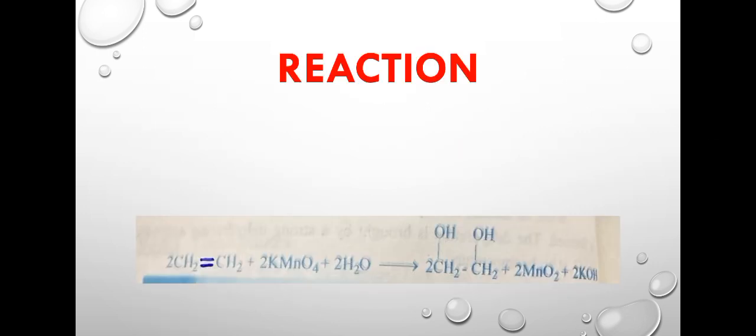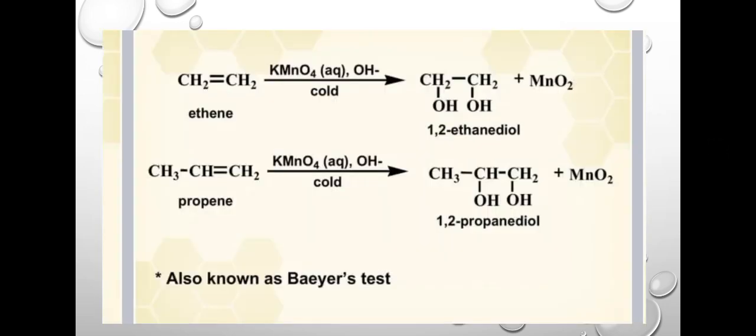See the reaction. We have two molecules of ethene reacting with two molecules of KMnO4, and two water molecules are also added, and resultantly we are getting ethylene glycol, two molecules of manganese dioxide and two molecules of potassium hydroxide. This is the mechanism of reaction. Look at the mechanism where we have ethene, it will convert into 1,2-ethane diol, or we can say ethylene glycol. Then we also have the same reaction with propene and we are getting 1,2-propane diol, and this reaction is known as the Bayer test.